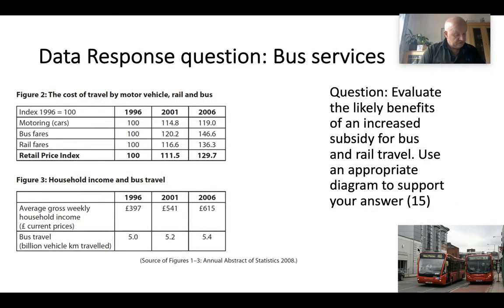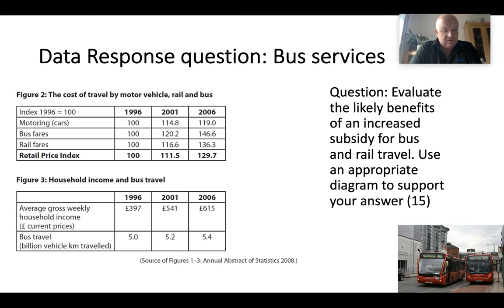So the next thing to consider, on page 55, you've got a data response question. You've got an extract included in your booklet on page 55 and some tables for you to consider. And also you've got a 15-mark question: evaluate the likely benefits of an increased subsidy for bus and rail travel and use an appropriate diagram to support your answer. Given that we talked about subsidies, clearly you could use one of the diagrams that we've already just talked about. You've also got some information explaining what the index is based around.